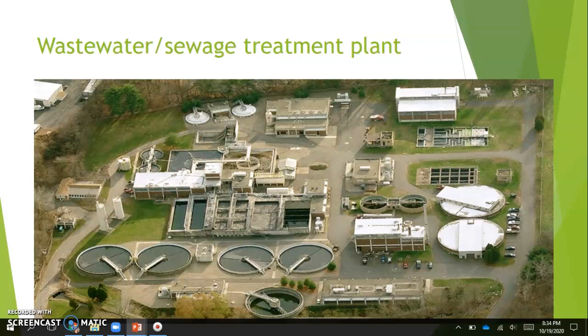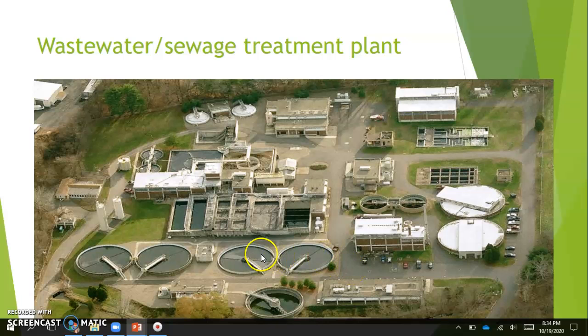This is a picture of a wastewater and sewage treatment plant. I actually was able to tour one of these last summer. It was in July. It was super hot out, and it was kind of miserable because these plants do smell like poop. It smells like waste, and it's really gross when you're there in the middle of the summer.